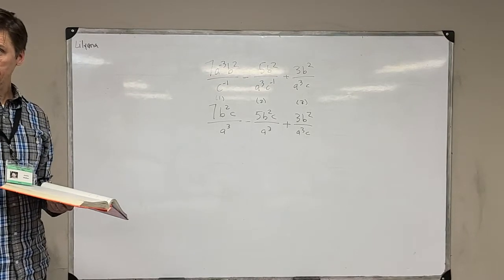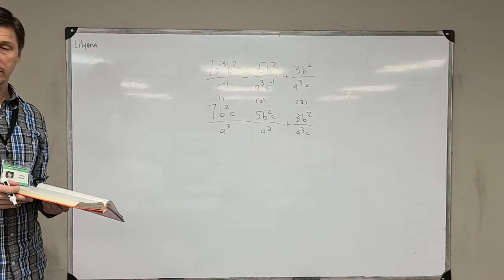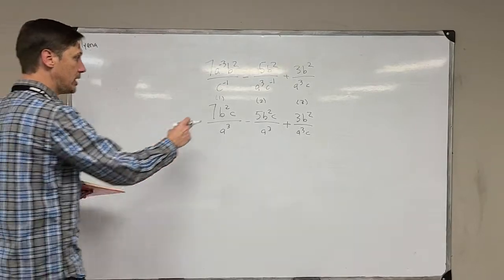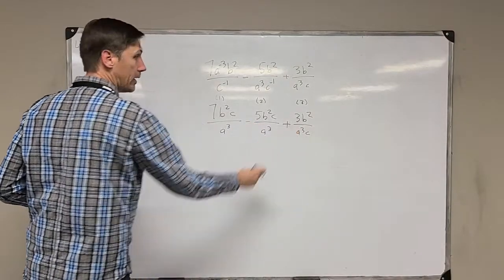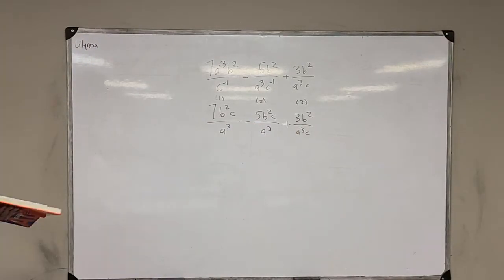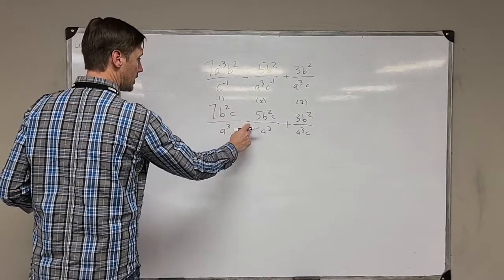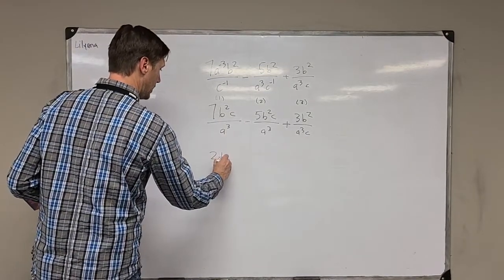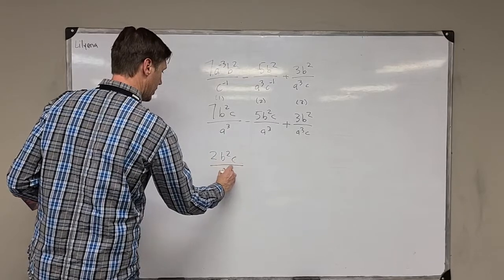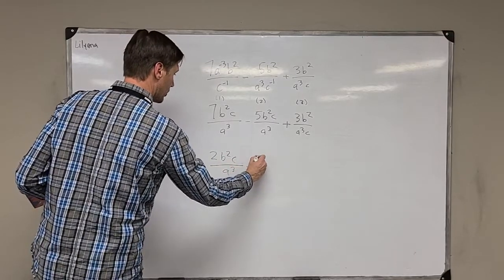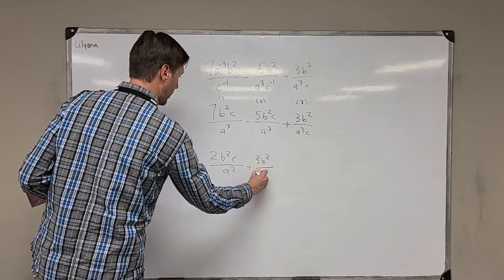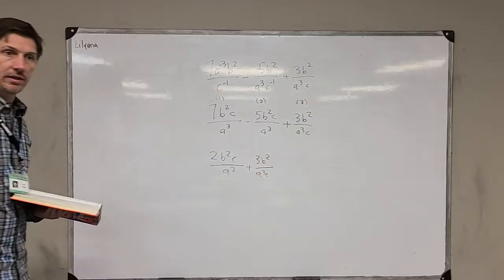Do you see that the first 2 is the only one that has the same variables with the same exponents, right? So these 2 we can combine, this one we can't. It's going to have to stay like it is, right? So we combine these, so we say 7 minus 5 is 2b squared c over a cubed plus 3b squared over a cubed c. So that would be our final answer for that one.